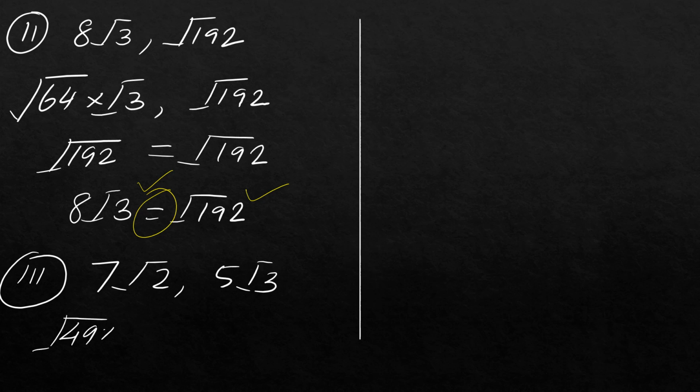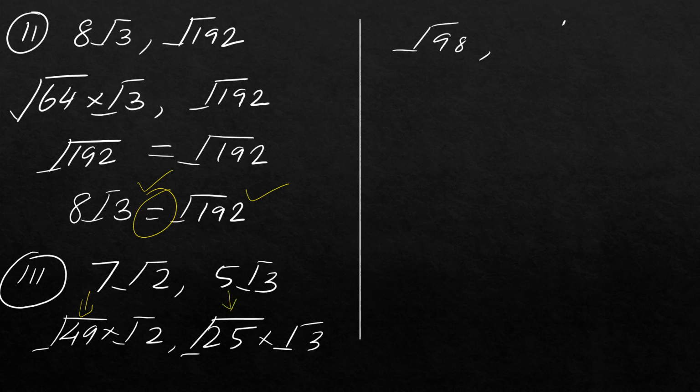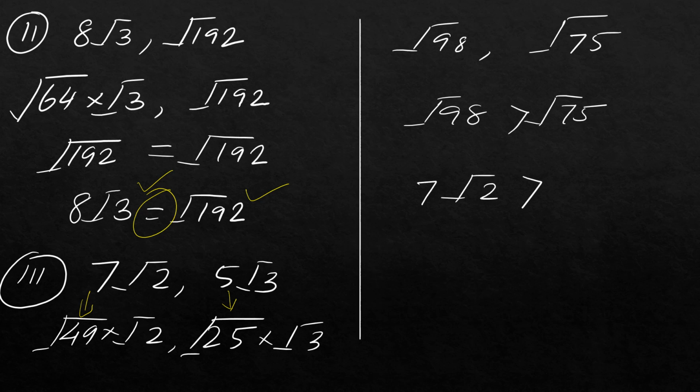If you are taking another example here, 7 root 2 and 5 root 3, we will write instead of this 49, here it is 25, and we will substitute that, and we got 98 and 75. 98 is naturally bigger, so we will write 7 root 2 is bigger than 5 root 3. So this way, what we are doing is comparison of surds.